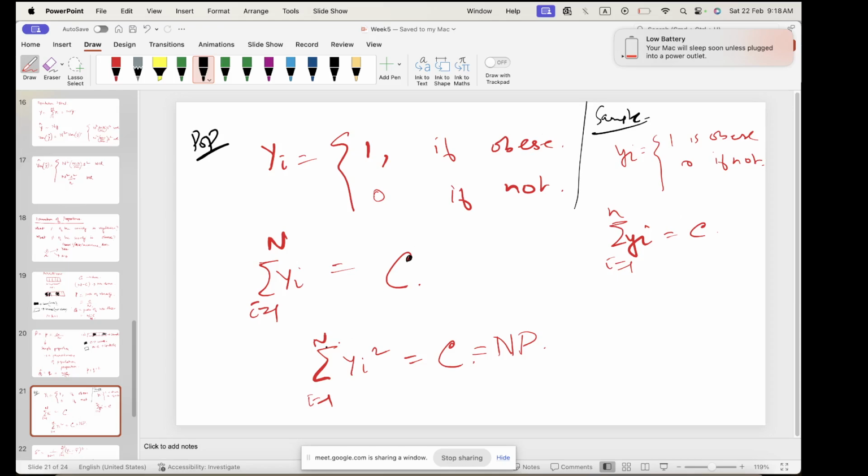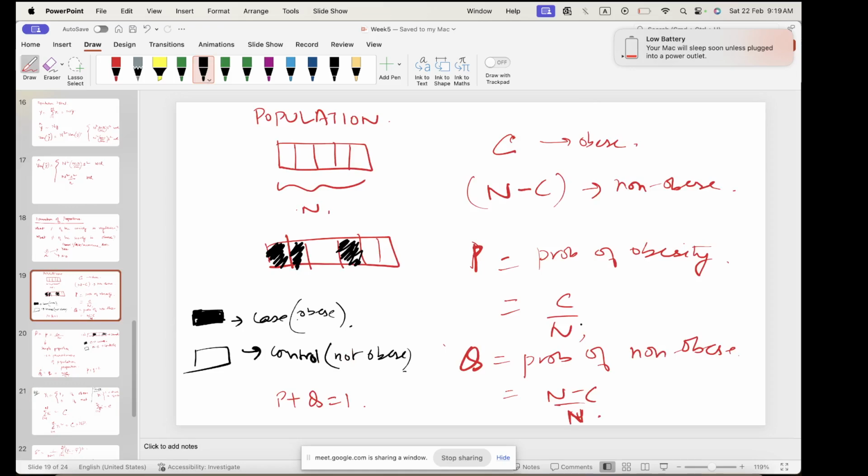Similarly, if I quantify this term, summation yi square, this would also be 1 only if the ith person is actually obese. So summation yi square is also actually capital C. I could write this as capital N into P, since P is C by N.